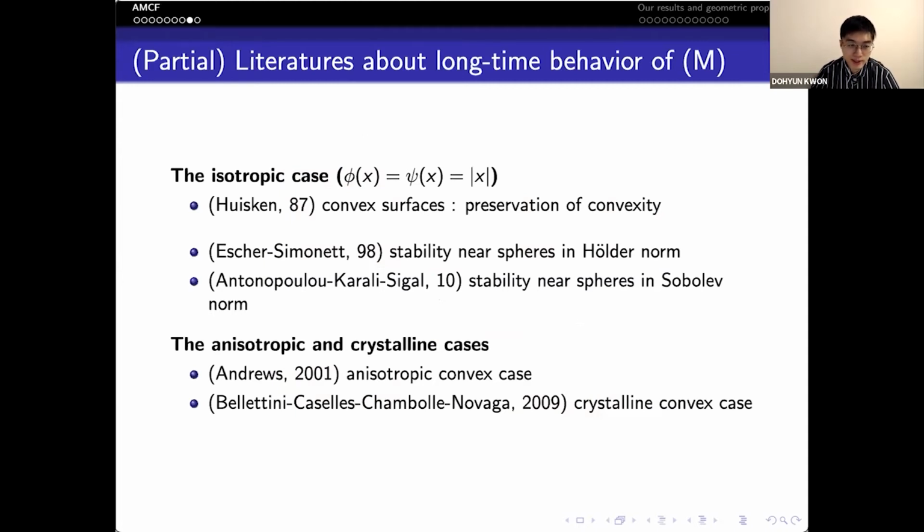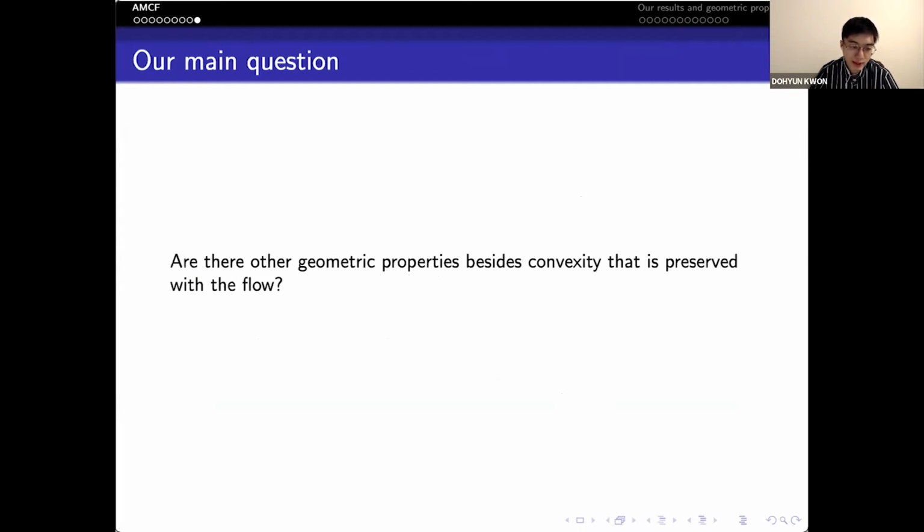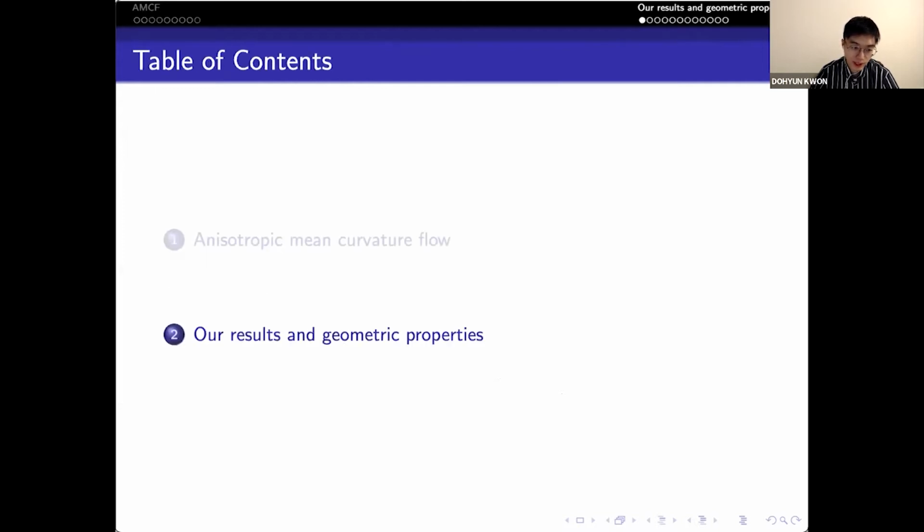In the isotropic case, Huisken considered convex surfaces, and he showed the preservation of convexity. And there are 2 stability results, in Hölder norm and in Sobolev norm. In the anisotropic case and crystalline case, there are 2 corresponding results: one for the anisotropic convex case, and the other for the crystalline convex case. Then our question would be, are there any other geometric properties besides convexity that are preserved by the flow? So this is what I'm going to talk about now.